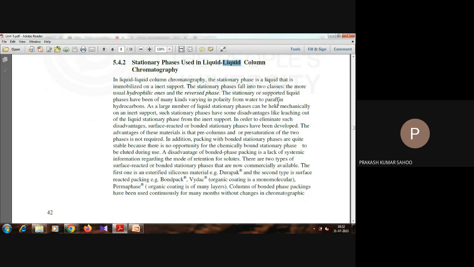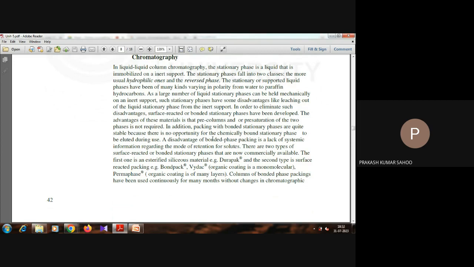The stationary or supported liquid phases have been of many kinds of varying polarity from water to paraffin, and a large number of liquid stationary phases can be held mechanically on an inert support. Such stationary phases have some disadvantages. These are the basic things.